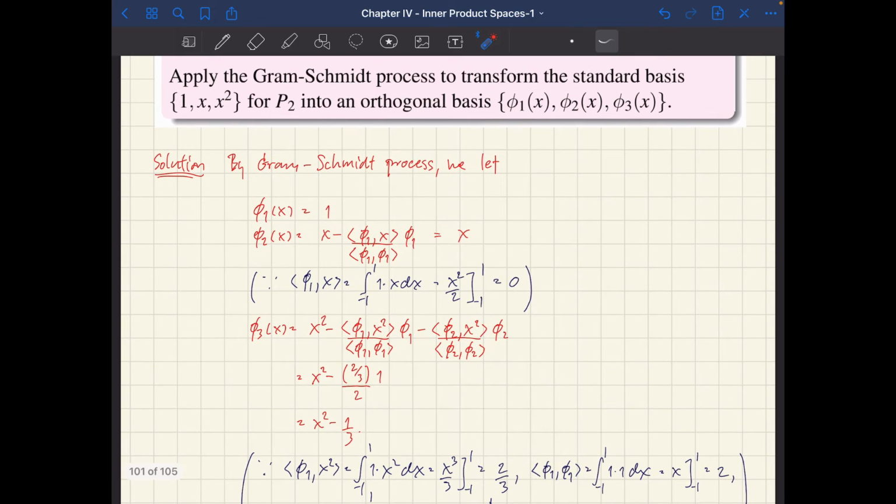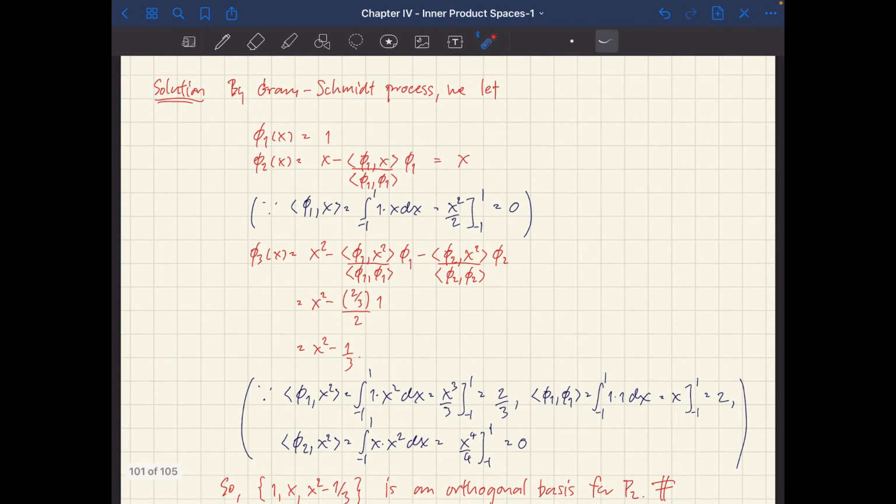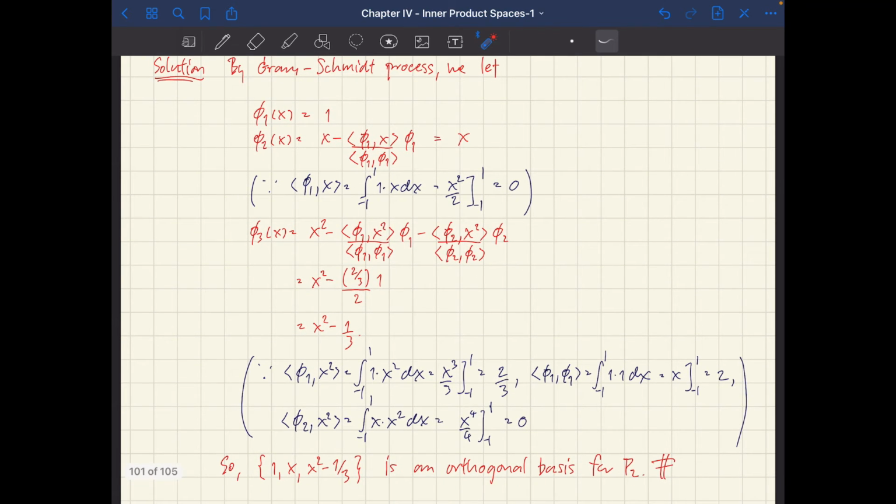Okay, and from this one, we calculate the integral of 1 and 1 multiplied with x squared, right? The inner product of phi 1 and x squared is equal to this one, and this one is equal to 2 over 3. Okay, so calculus required.